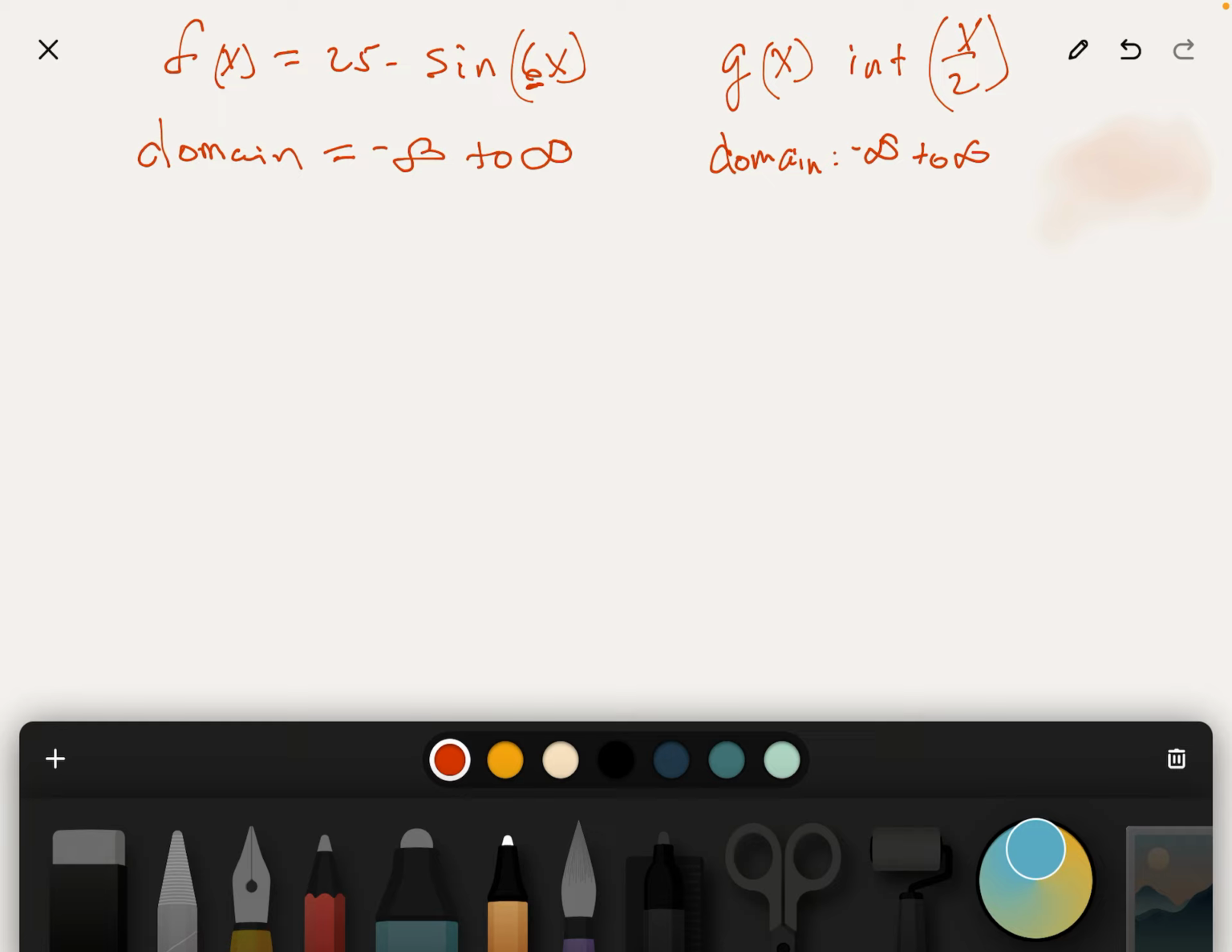Okay, and then g of x is just the integer function of x over 2. So they want you to find g of f of x, or at least that's your first task. And then we'll talk about the final part of the problem in a minute. But what I want to emphasize here is, in general, the domain of g of x is negative infinity to infinity.